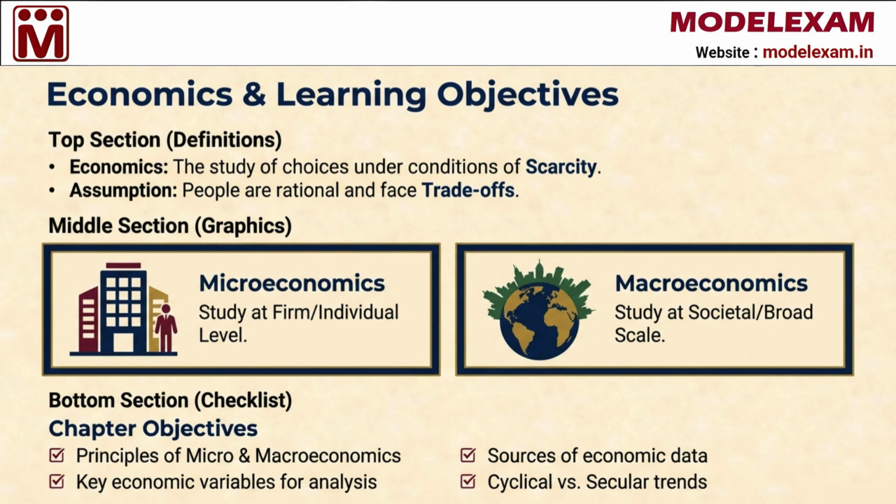As we conclude this topic, you should now have a checklist of objectives covered, including the principles of micro and macroeconomics, sources of economic data, key variables for analysis, and the difference between cyclical and secular trends.